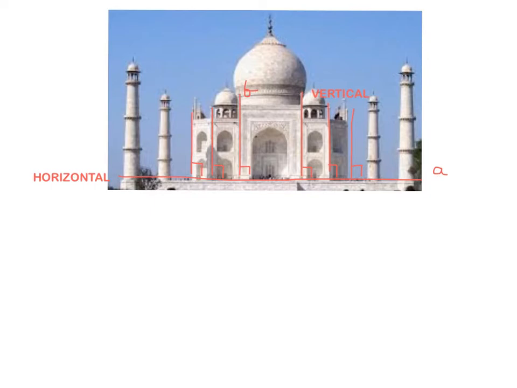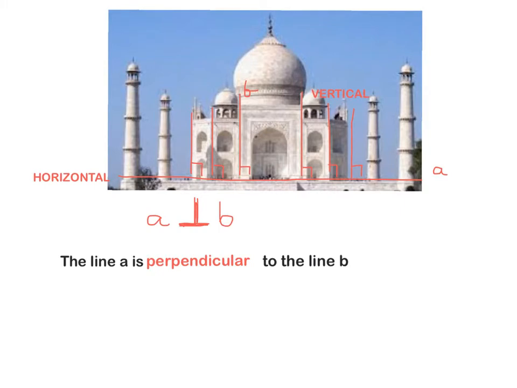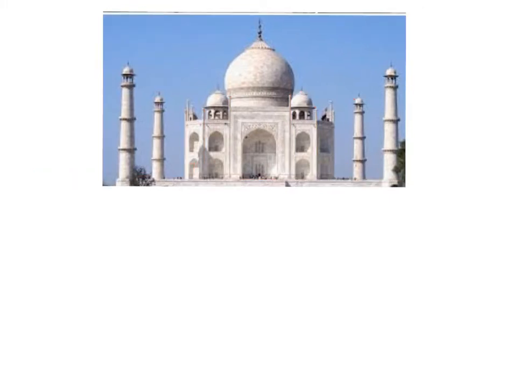So A is at 90 degrees to B, okay? So this is the symbol, and we say they are perpendicular, okay? So A is perpendicular to B.